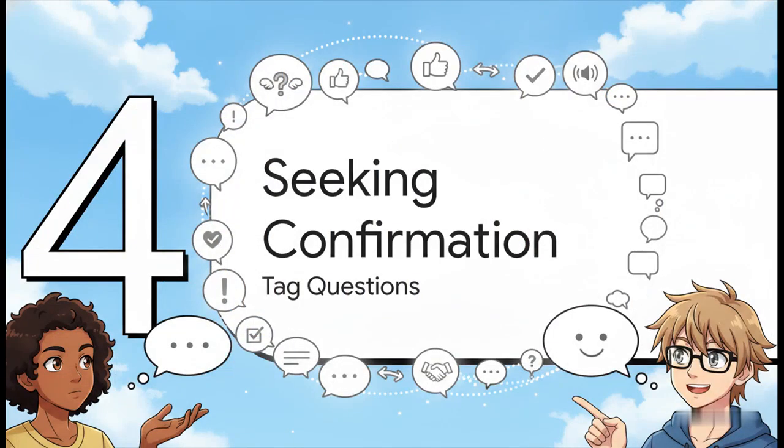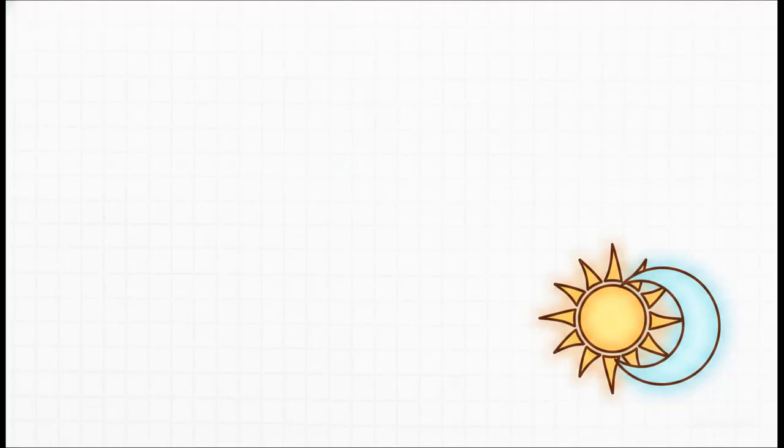And that brings us to Section 4, seeking confirmation with tag questions. I absolutely love tag questions. They're those brilliant little short questions that just sit right at the very end of a sentence. We use them when we want agreement or to double check if information is correct. And they operate on a strict opposite polarity rule between the main sentence and the tag. Plus, a golden rule here. You must always, always use a personal pronoun in the tag itself. Words like he, she, or they.